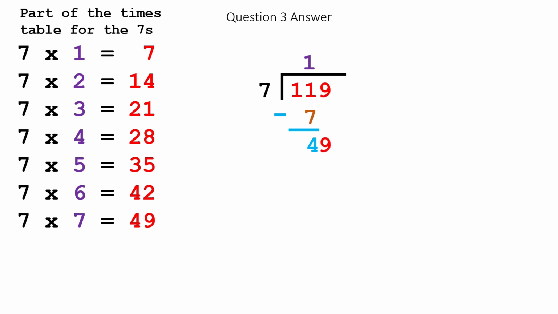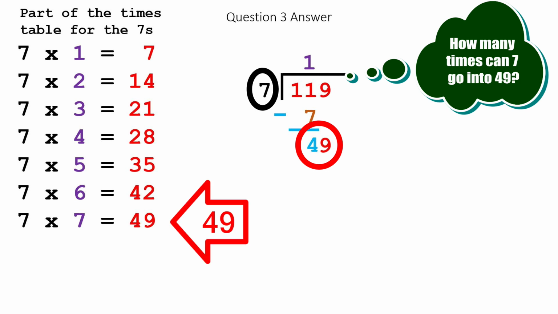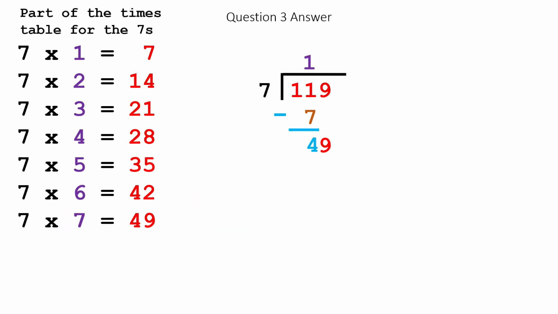Then we bring down the 9, so our new dividend is 49. Next, we have to find how many times 7 can go into 49. We return to our multiplication table and see that 49 is on the 7th row, so we choose the purple 7. Then we write that purple 7 on the answer line. Then we multiply the purple 7 by the divisor, which is also 7, and we get a new product of 49. Then we subtract them and get 0. That means there is no remainder.